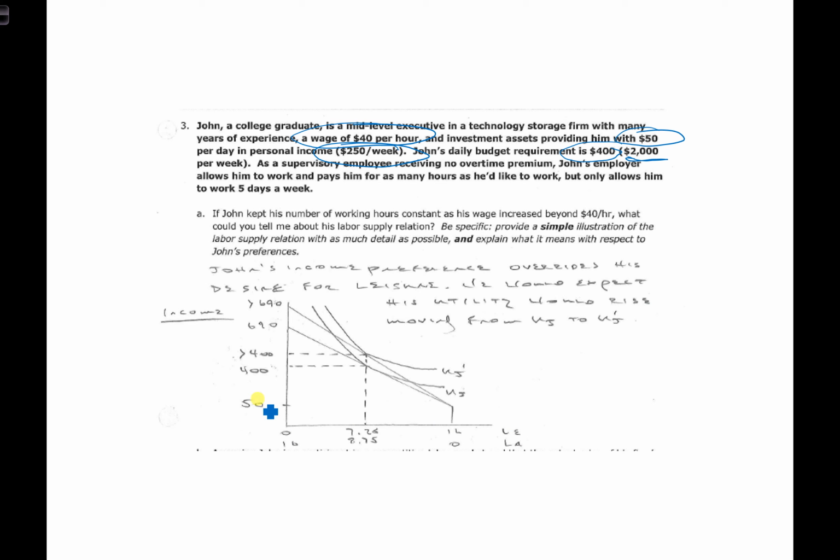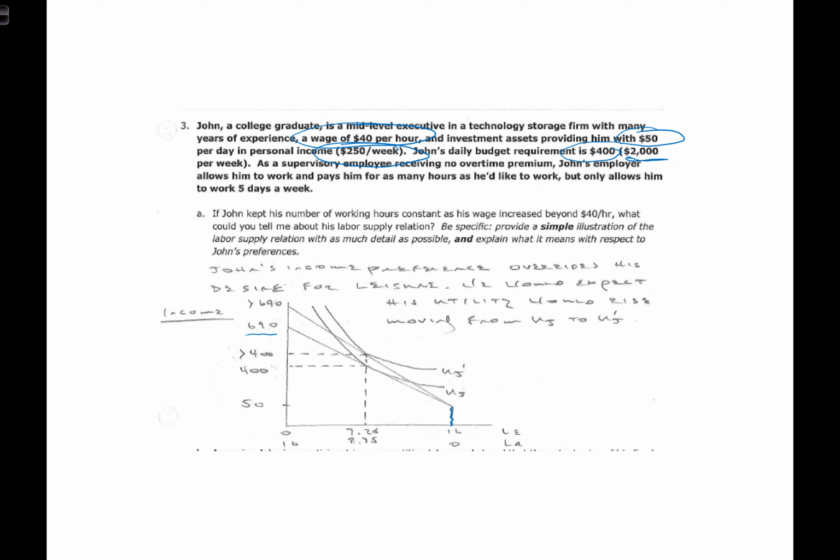And then we know there's a $50 endowment, so we've got a line going straight up here at $50. And then from there, we know that he gets paid $40 an hour. And so we're going to take 8 times 40, which is 640, add it to 50, which tells us this curve is going to then transect the y-axis, or the income axis, at 690. And that's going to become John's budget curve.